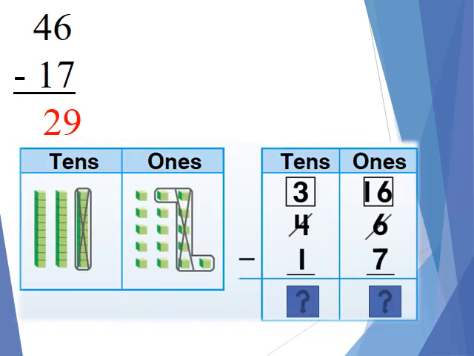To begin subtracting, we start with the ones. 16 minus 7 equals 9. And then we finish with the tens. 3 minus 1 equals 2. It's 2 tens and 9 ones. It's 29. The model also shows 2 tens and 9 ones. 46 minus 17 equals 29. The difference is 29.